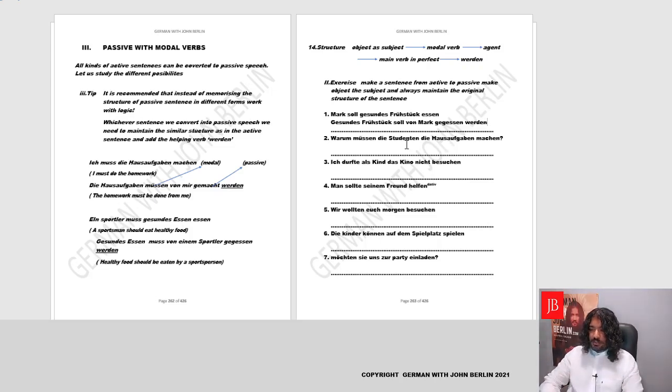Okay. Warum müssen die Studenten die Hausaufgaben machen? Why must the students do the homework? So this is a question. Now we'll maintain the structure of the question, right? That means we'll stick to the structure of W-Frage. First comes the W-Frage, then the verb, and then the subject. But now we'll change the speech. We'll begin with the object as the subject. The object is the Hausaufgaben. Yes, that's plural. So we'll stick with the modal verb, conjugate it. And yes, there is one thing missing. We'll begin with the W-Frage.